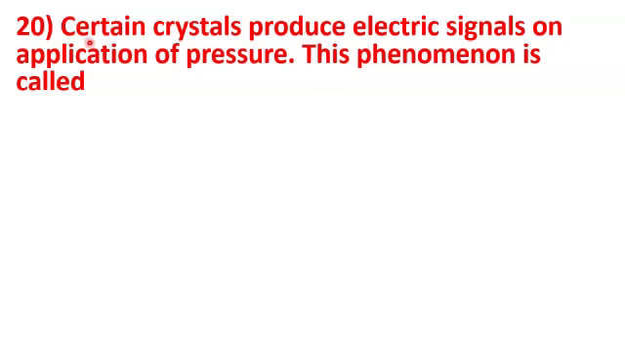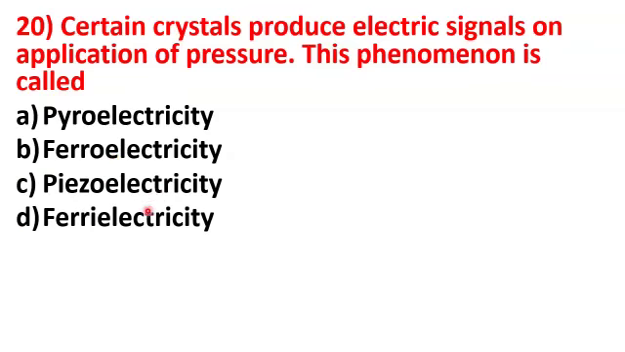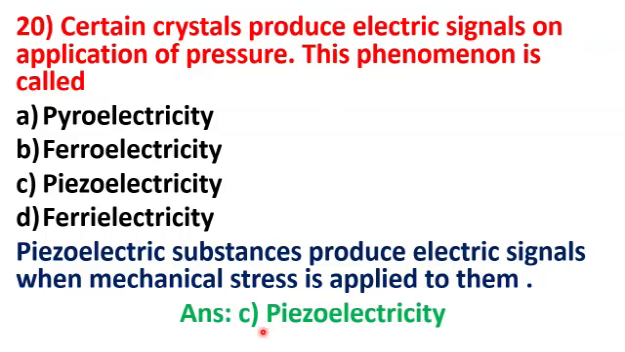Question number 20. Certain crystals produce electric signals on application of pressure. This phenomenon is called dash. Option A, pyroelectricity. Option B, ferroelectricity. Option C, piezoelectricity. And option D, ferrielectricity. So piezoelectric substances produce electric signals when mechanical stress is applied to them. Hence correct option is option C, piezoelectricity.